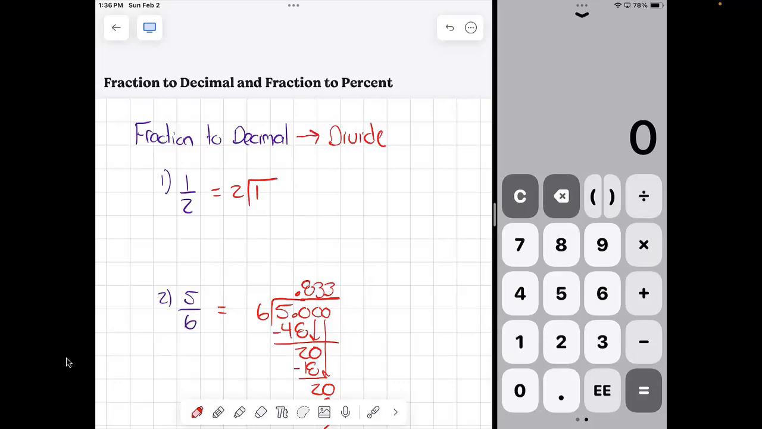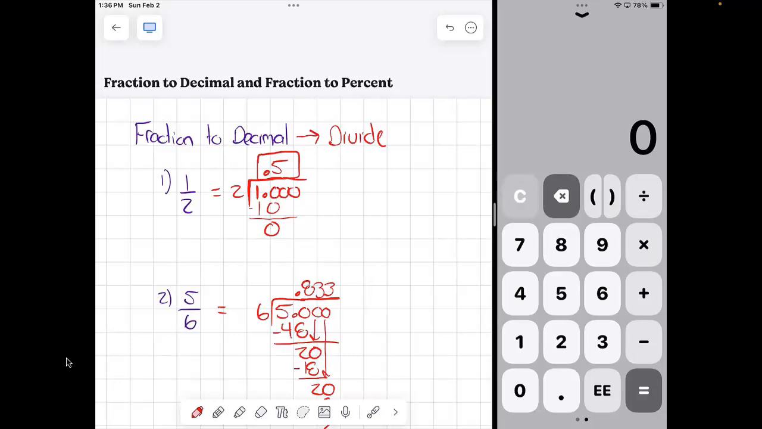So 1 divided by 2, our numerator goes in the box, denominator goes outside the box. 2 does not go into 1, so we add a decimal point and 3 zeros. Put my decimal point up. 2 goes into 10 5 times. 5 times 2 is 10. Subtract 0. My decimal is 0.5.